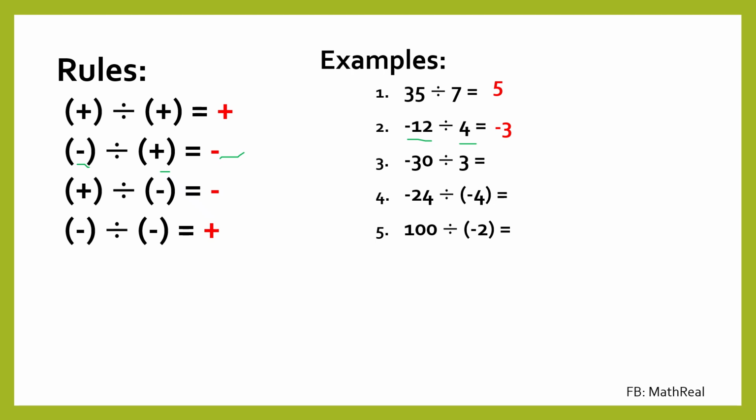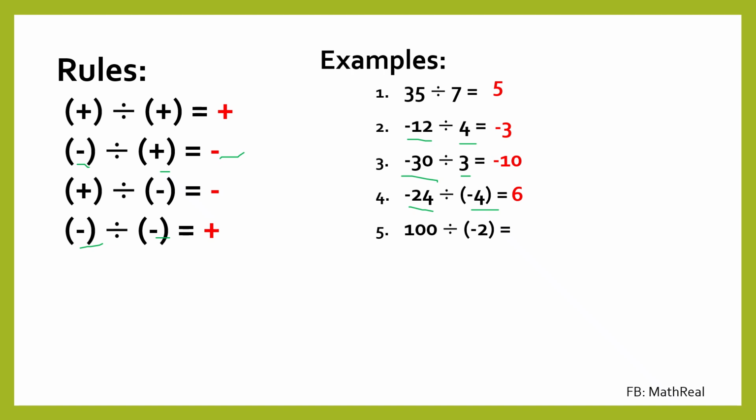Number 3, negative 30 divided by positive 3. Again, negative and positive, that is equal to negative. So your answer is equal to negative 10. Number 4, negative 24 divided by negative 4. The signs of the two numbers are both negative. So your final answer should be a positive number. So that is equal to positive 6.